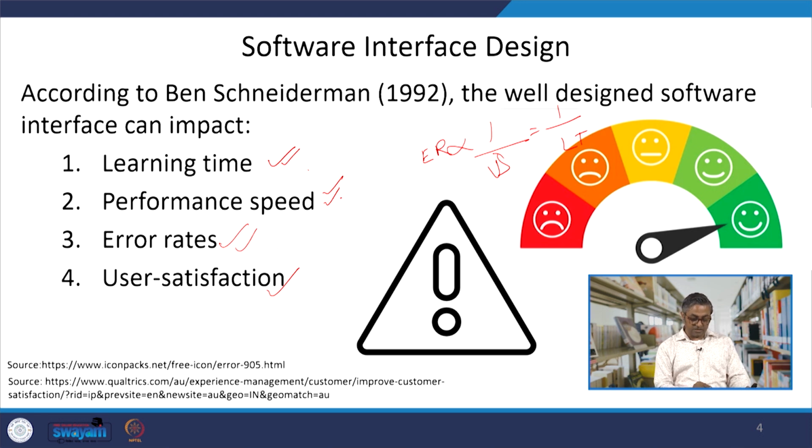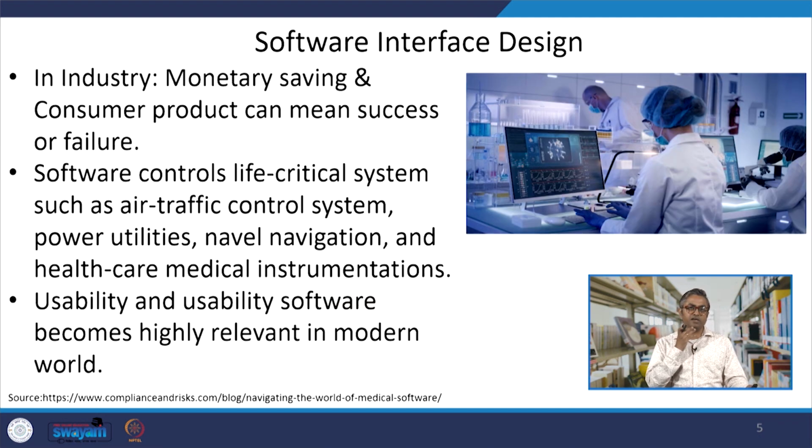Now, if you talk about performance speed, when performance speed is better, the error rate will be inversely proportional. So, if we are talking about software interface design, there is monetary saving, there is a consumer product, money is involved, product is involved, but there is the possibility or probability of success and failure.